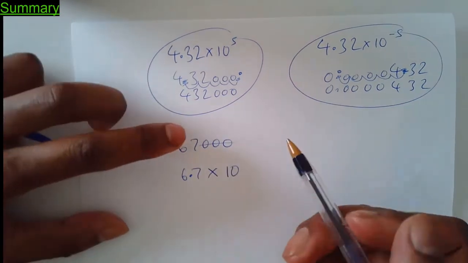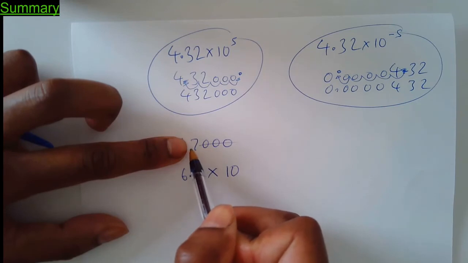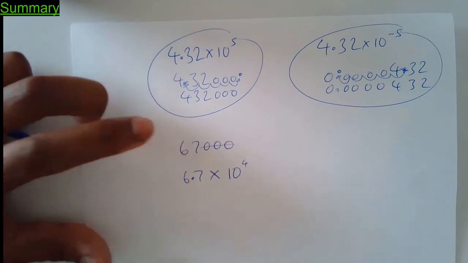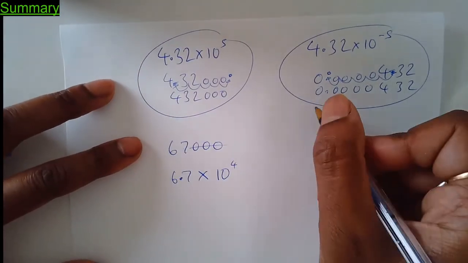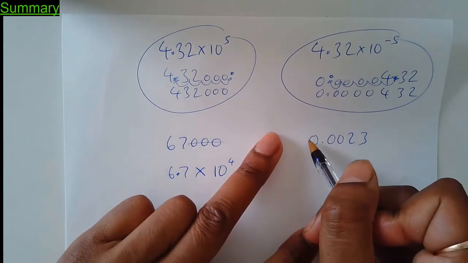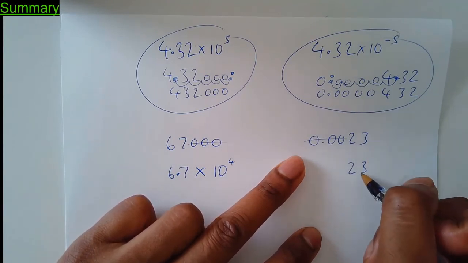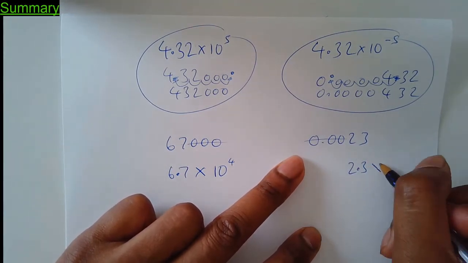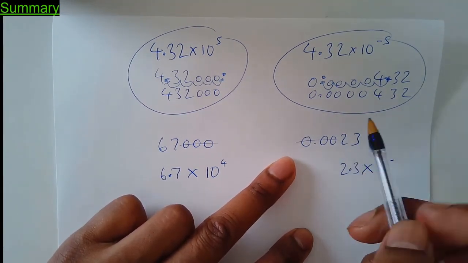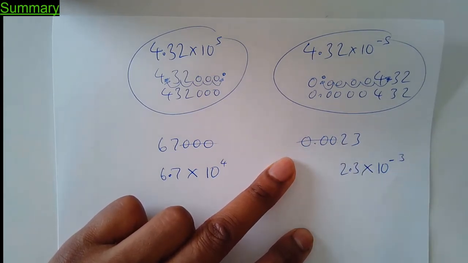So what you do is, apart from the first digit, count all the other digits. 1, 2, 3, 4. That's what it is. Small numbers. Cross these off, copy that, and then force it to become between 1 and 10. Don't forget the times symbol, base 10, and it's going to have a negative power. Just count the zeros that you crossed off. 1, 2, 3. That's it.